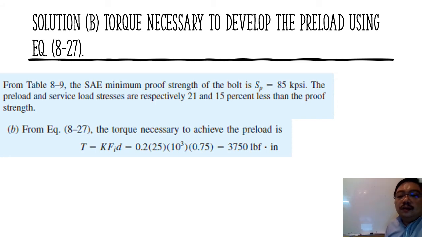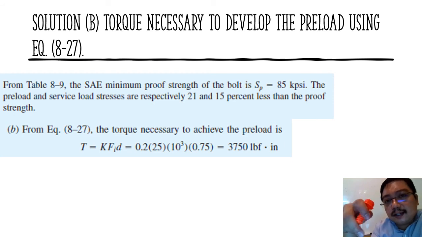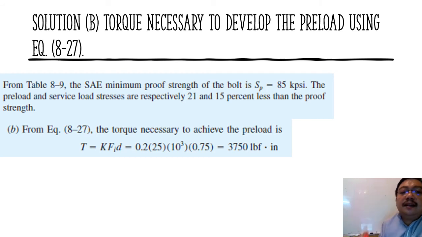Okay, so the SAE minimum proof strength of the bolt is Sp equals 85 kpsi. Meaning that from the catalog from the company, when you buy the bolt, the value given for minimum proof strength is 85 kpsi. The preload and service load stress are respectively 21% and 15% less than the proof strength.